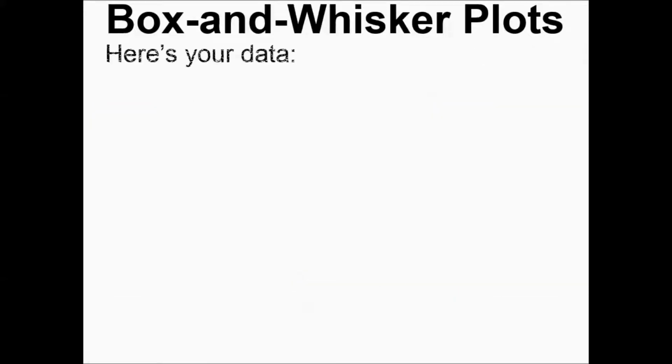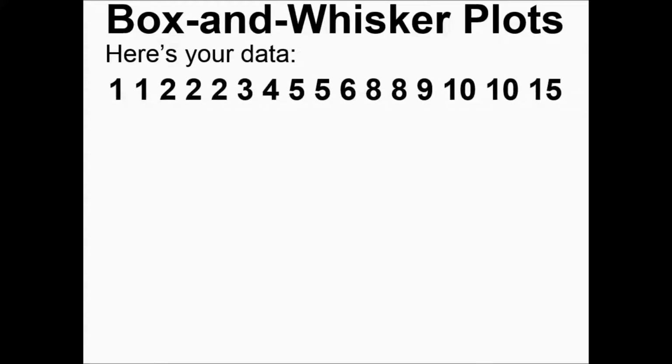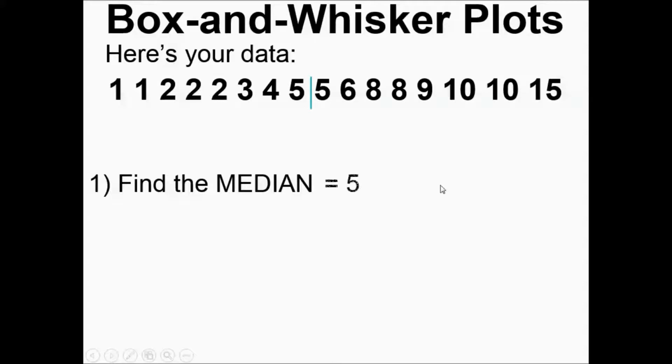So here's a new set of data. It's already in order. We have 1, 2, 3, 4, 5, 6, 7, 8, 9, 10, 11, 12, 13, 14, 15, 16 pieces of data. You're going to do half of 16 is 8. You're going to count in 8 from either side, and you'll find your median. So it's going to be right in between this 5 and 5, so your median is 5. Now we want to make sure we're doing this right. We have 8 items here, we have 8 items here.